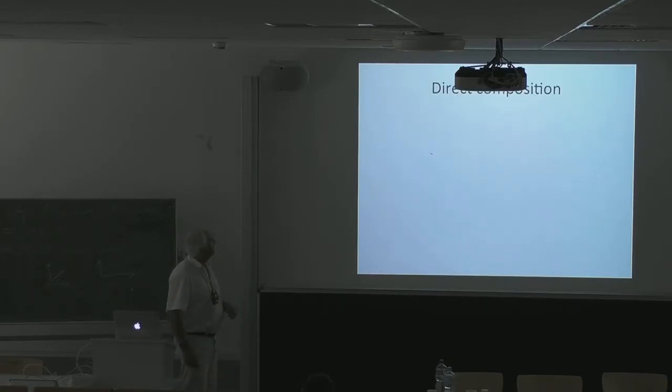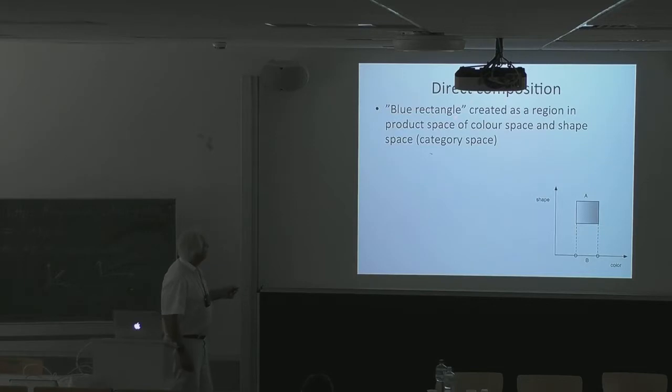So let's do a direct composition. Say, blue rectangle. Then you can take the product space. You have a color space, and I represent the color space with one line here, even though color space is three-dimensional. And I represent shape space with one dimension, but shape space is probably high-dimensional. And then you can say that this part of shape space represents rectangles, this part of color space represents blue, and then this part of the product space will represent blue rectangles.